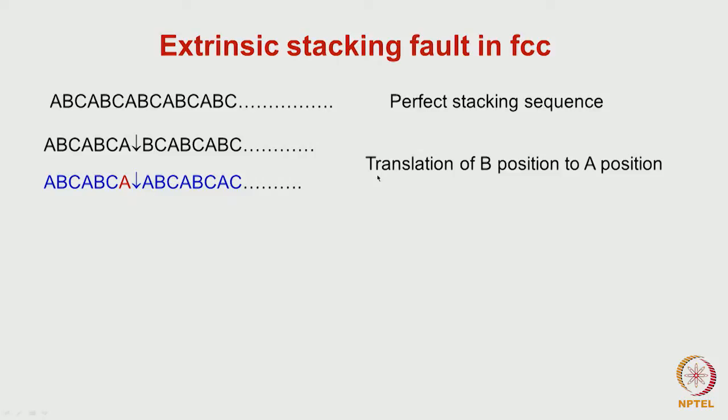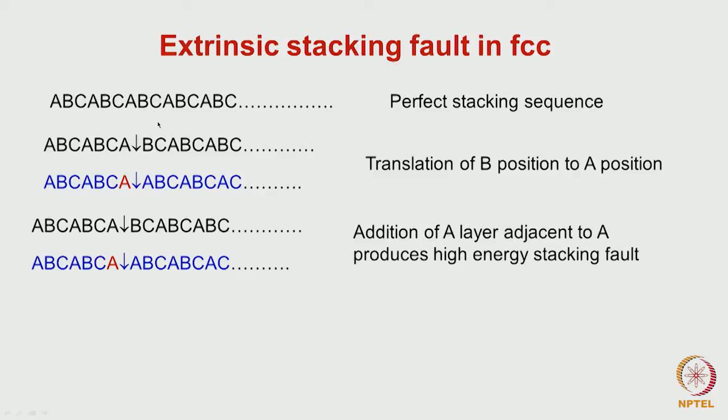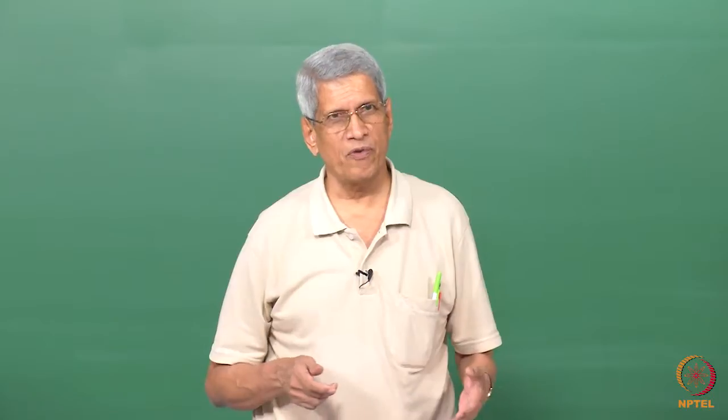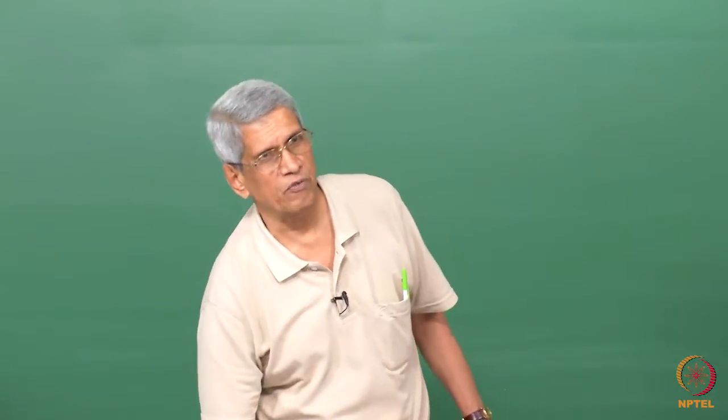If I do the translation of the B position, because above A there are two options: B can be shifted to a C position or B can be shifted to an A position. If we shift it to the A position, it gives rise to a high energy fault. Correct? What is another way in which it could be done? Look at this stacking sequence. If I introduce another A layer between A and B, that will also give rise to the same type of structure. That is, either by shift of an atom or by introducing a layer, we can generate the same type of fault. But this again will also be a high energy stacking fault.